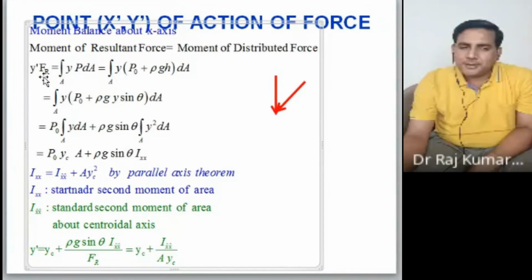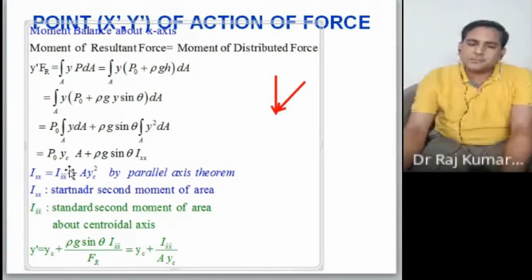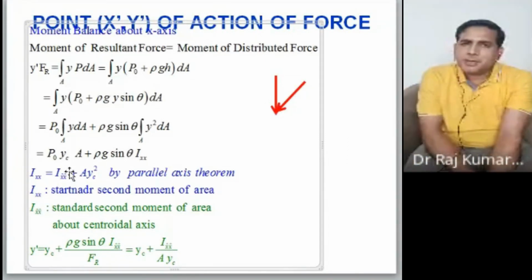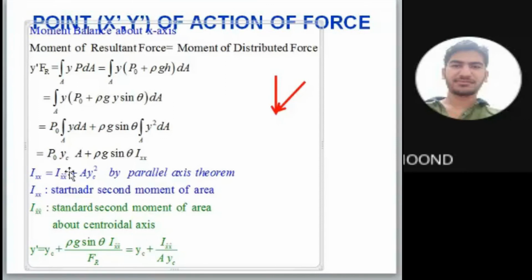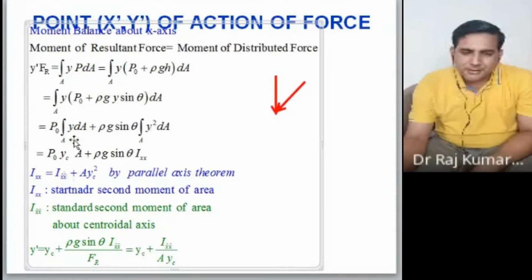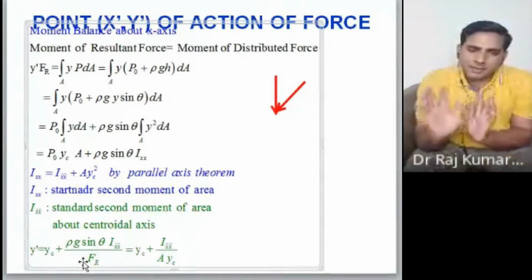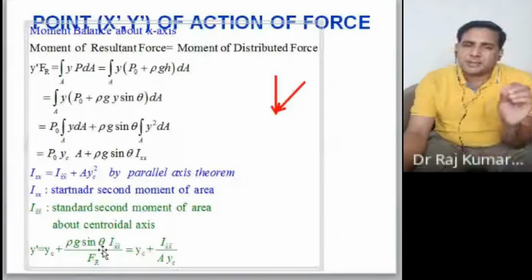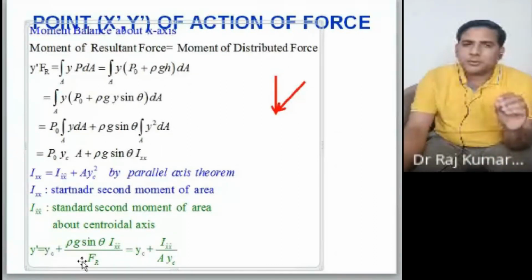Now you know the FR here. So what is this Yc? It is the centroid coordinate, right? So now you can calculate from here the expression for y dash. The expression for y dash would be Yc plus rho g sine theta Ixx divided by FR. So sometimes you know the value of Ixx, you can directly substitute it. If you know the value of Yc, you can directly calculate the point of action of the force without much integration.